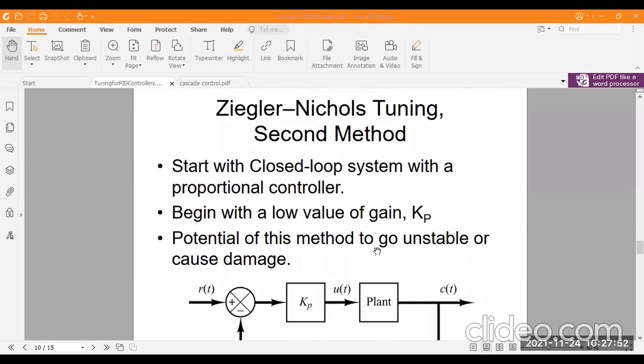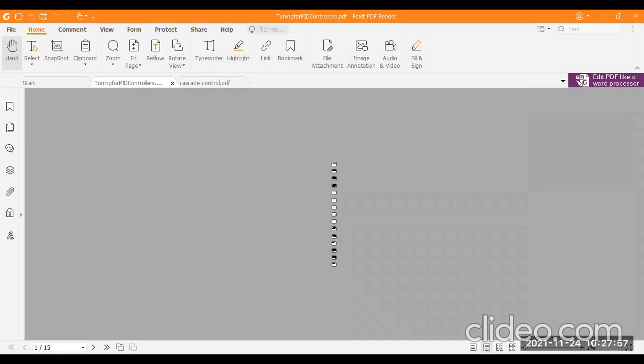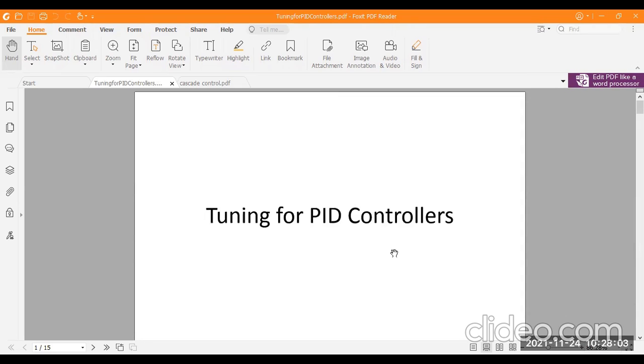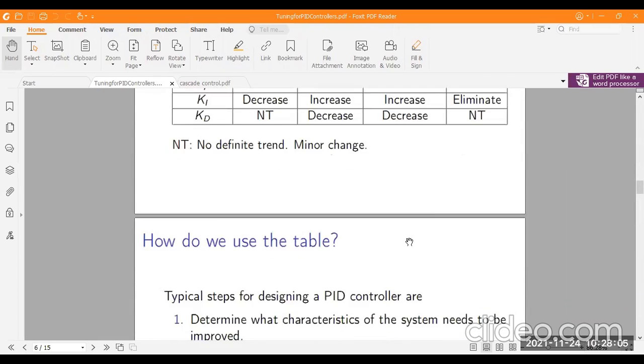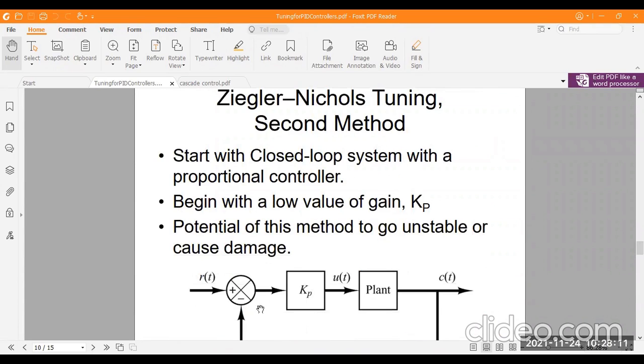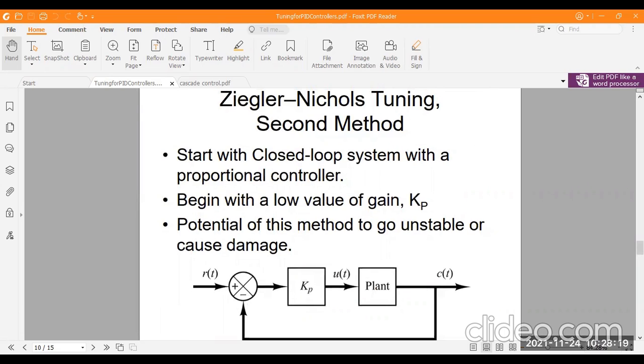Next, we have to use the second method of the Ziegler-Nichols method. There is one diagram we have to consider here. This is the starting point, the input point, attached to the summing point. Then we attach the proportional controller, then the plant or process, then the output is calculated from here. It is also a closed loop control system.